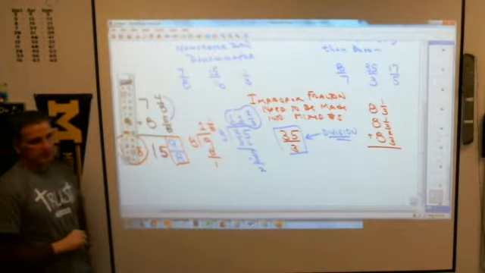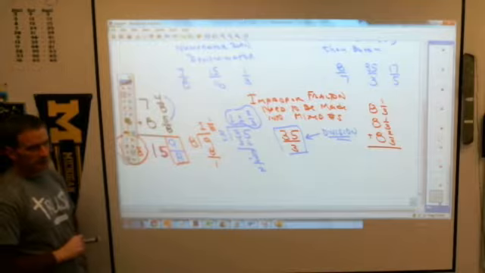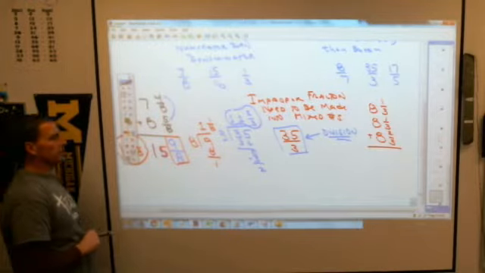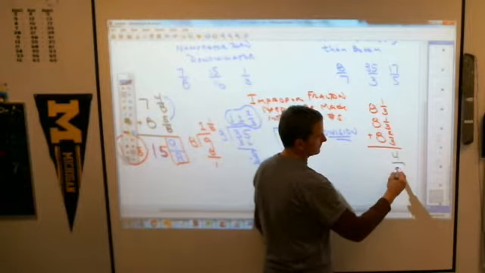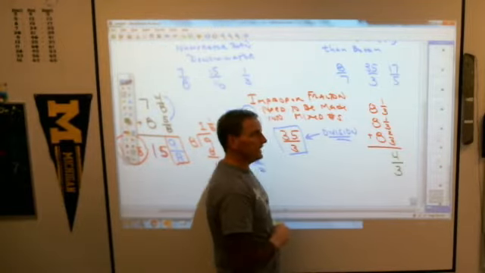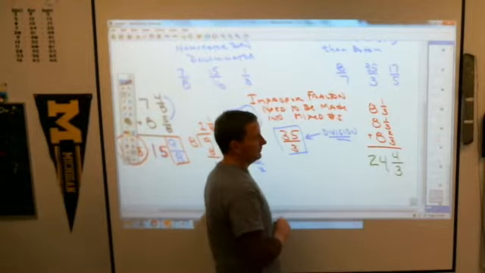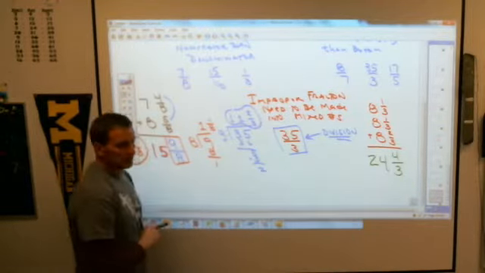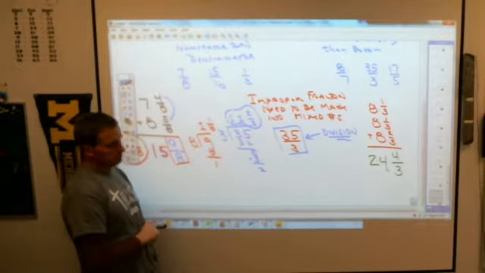Who's got an answer out there? When you add all the fractions together, 1/3 plus 1/3 plus 2/3 unfortunately gives you 4/3, which is improper. And 8 plus 8 plus 8 is 24, 8 times 3. But I can't leave that there because that's just all messy and goofy. 4/3 becomes what mixed number?